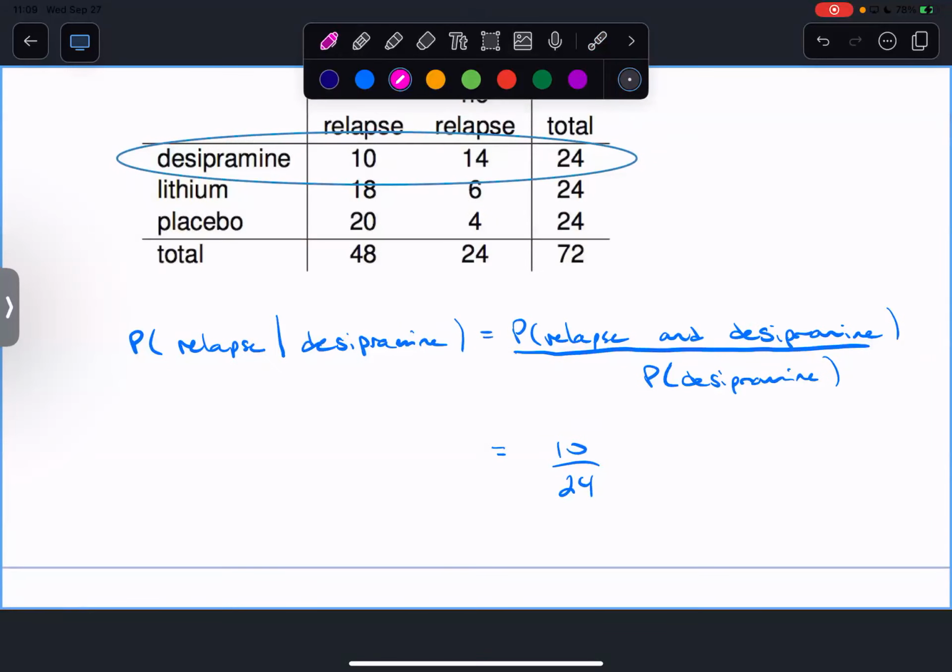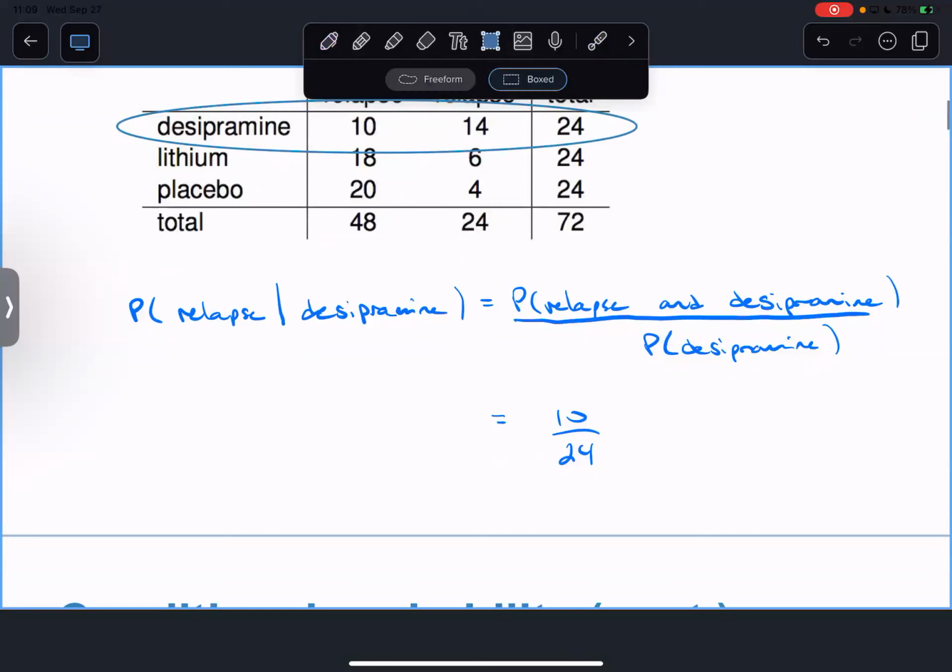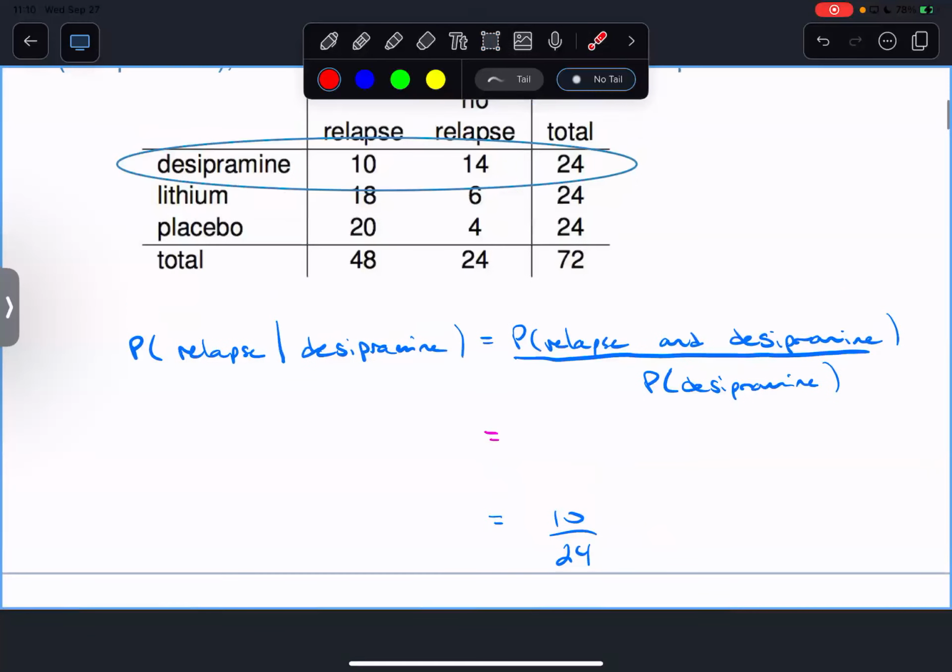Yeah, totally. So here, what if I just give myself a little bit of space here? This is the same. So the probability of relapse and desipramine is this joint category, right? 10, but 10 over 72, right? Is that probability of the two happening together. So it's really 10 over 72.